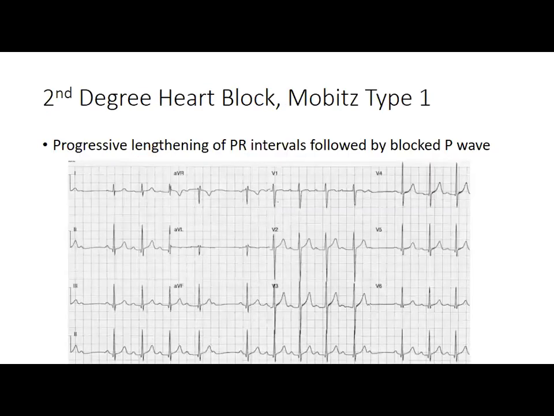Second degree AV block is Mobitz type 1, and this is where you're going to see that progressive lengthening of your PR intervals followed by the blocked P wave. We can see here, you got your PR interval there. It's a little bit longer there, longer yet there, longer yet there, and then boom, that P wave is not conducted as your AV node recovers its refractoriness.